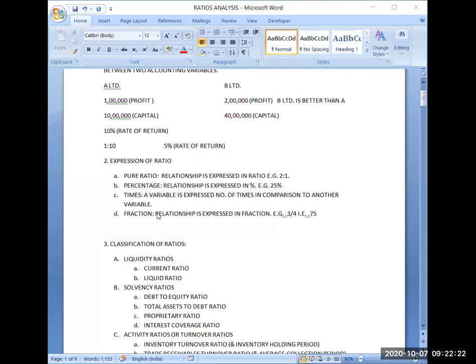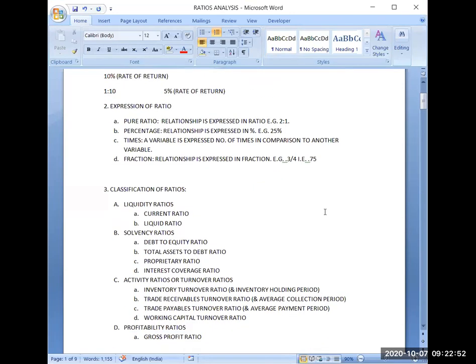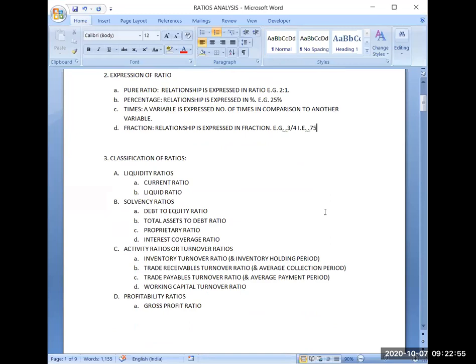Then sometimes we express in fraction also, that it is 0.75 or it is 0.5 or it is 1/10. So these are the various ways of expressing ratios, but these are all ratios. So some of the ratios we will be expressing in pure ratio terms, some in percentage terms, some in times, and some in fraction also. So different types of ratios are communicated in different types of expressions that we will be learning.